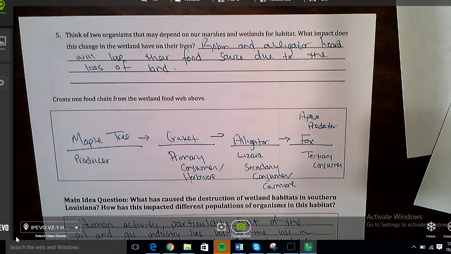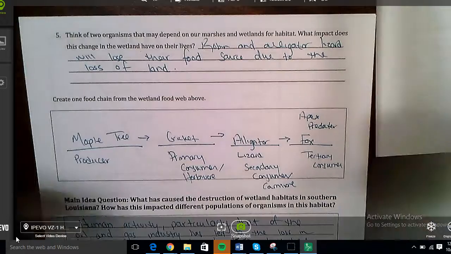All right, let's take a look at the responses here. Number 5 says, think of two organisms that may depend on our marshes and wetlands for a habitat. What impact does this change in the wetland have on their lives? So I selected the robin and alligator lizard. I said that they will lose their food source due to the loss of land.